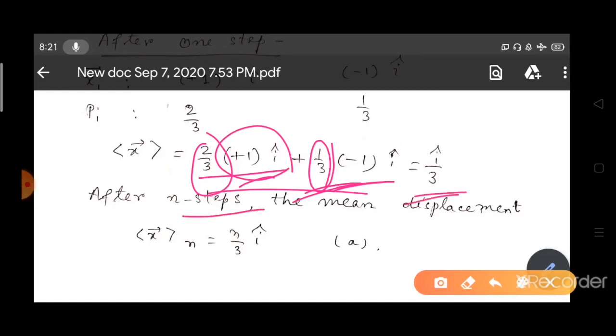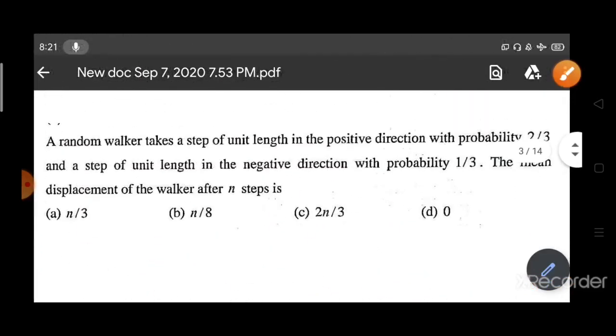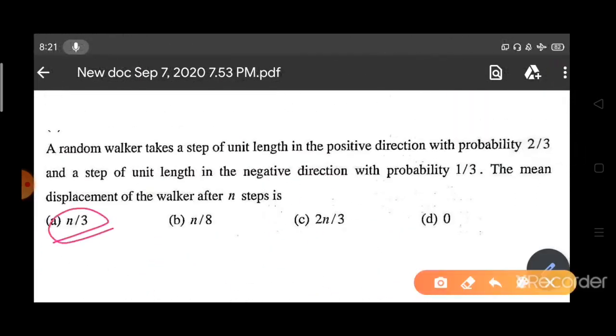So for one step, x average is 1 by 3. After n steps, the mean displacement is n into 1 by 3. Hopefully you understand, the correct option is n by 3.